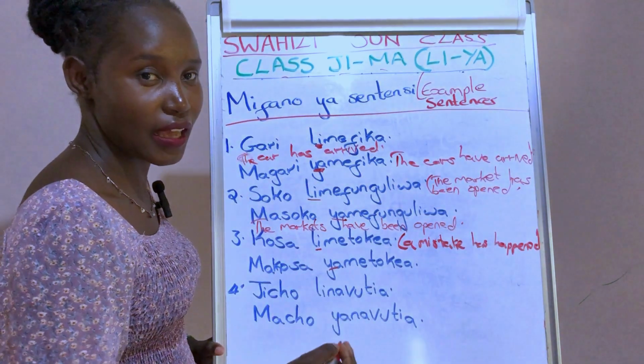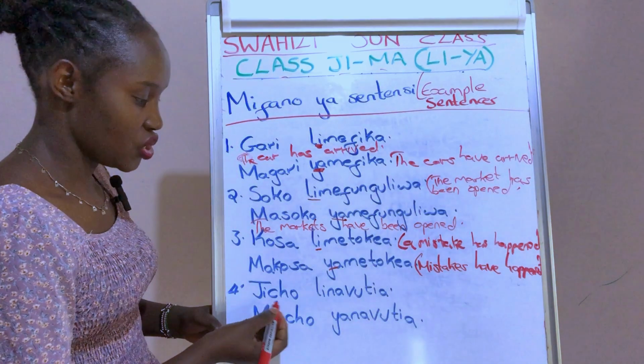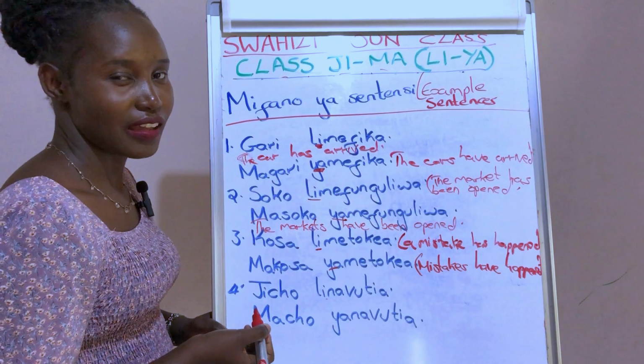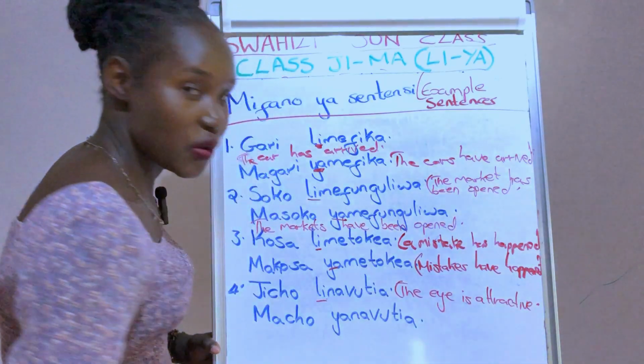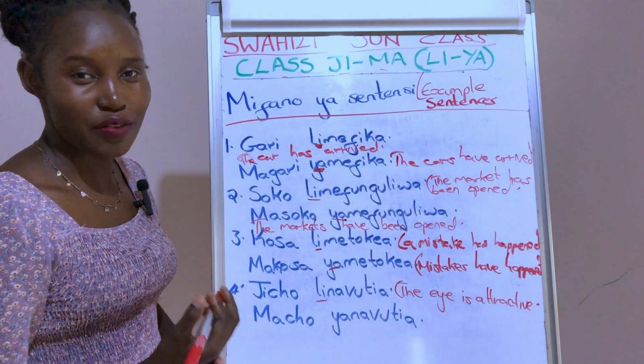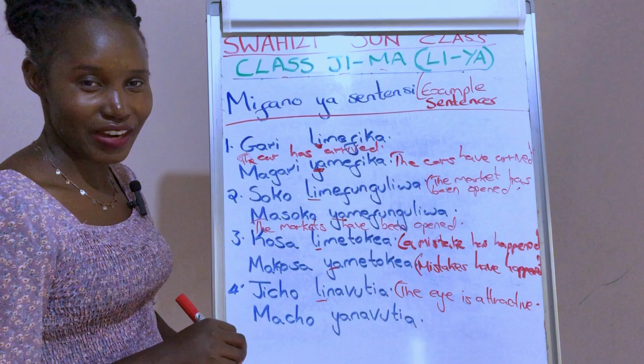And then number 4 we have jicho linavutia. The eye is attractive. In plural we say macho yanavutia. The eyes are attractive.